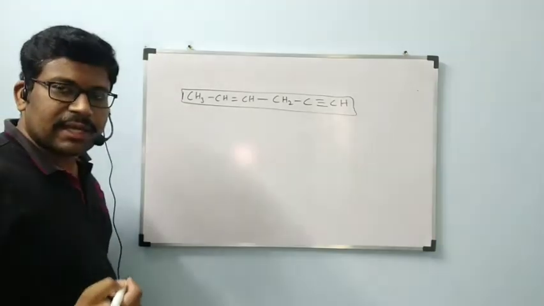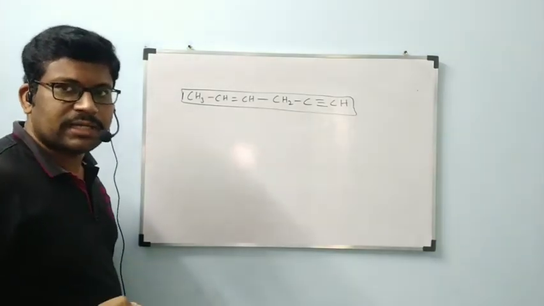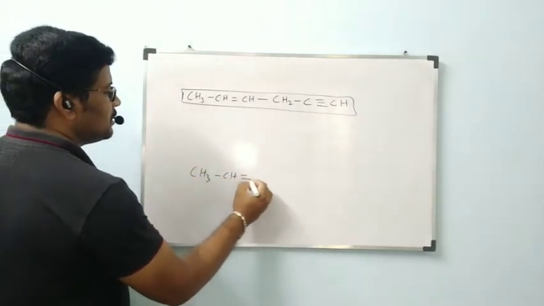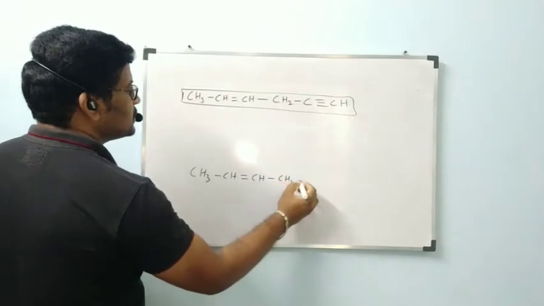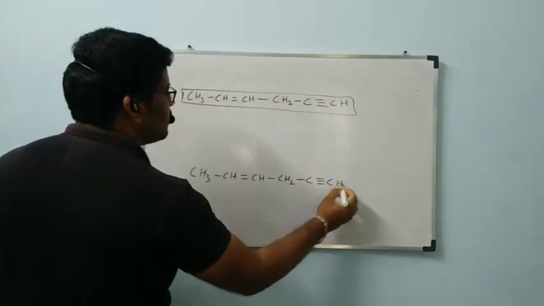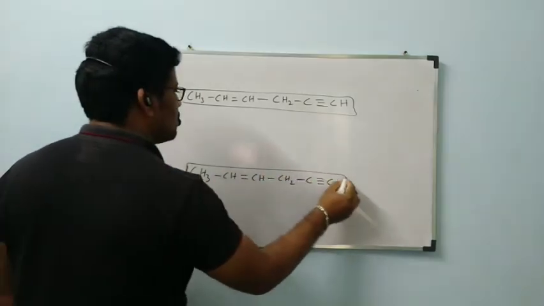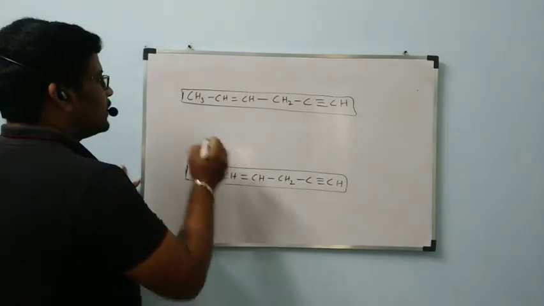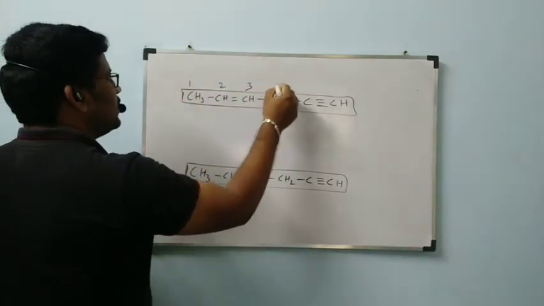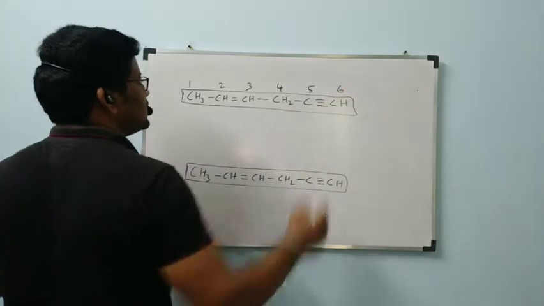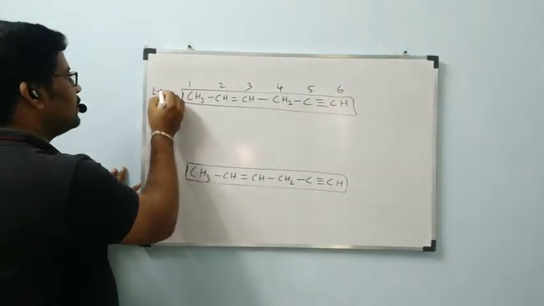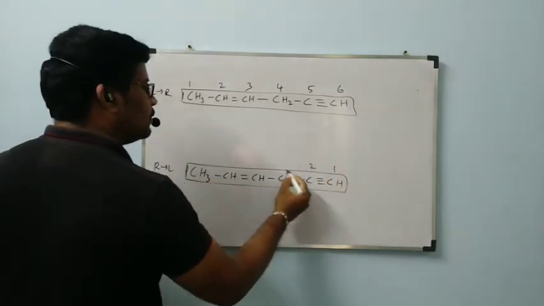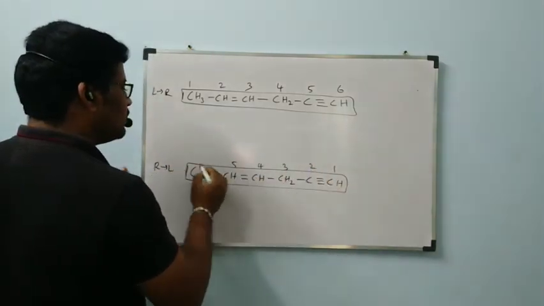I would like to number left to right and right to left also, no? So I am going to write it one more time. CH3, CH double bond CH, CH2, C triple bond CH. Left to right: 1, 2, 3, 4, 5, 6. This is left to right. Right to left: 1, 2, 3, 4, 5, 6.